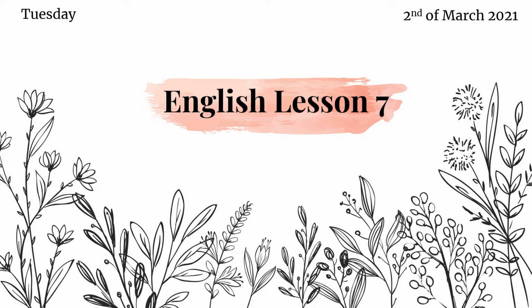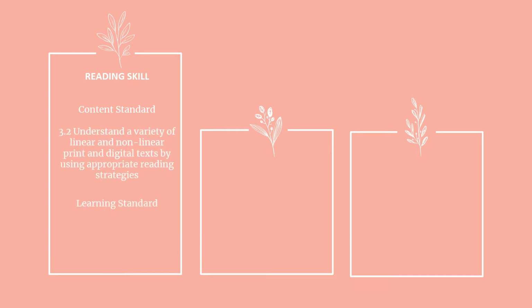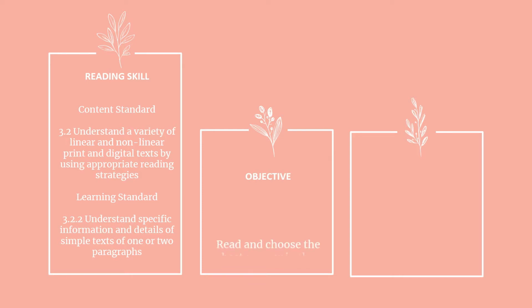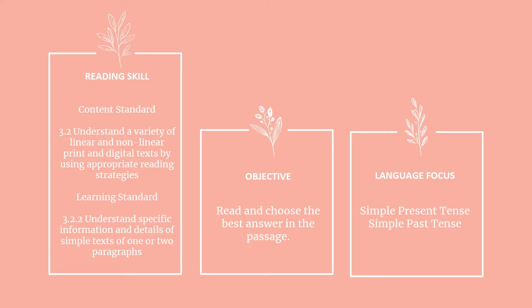So for today is English lesson 7. We are going to learn English paper 1 closed passage. Today is reading skill, and here is our content standard and our learning standard. The learning objective for today is we are going to read and choose the best answer in the passage. And the language focus is simple present tense and also simple past tense.